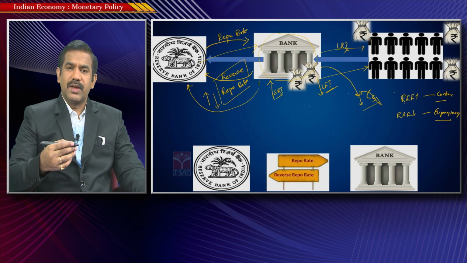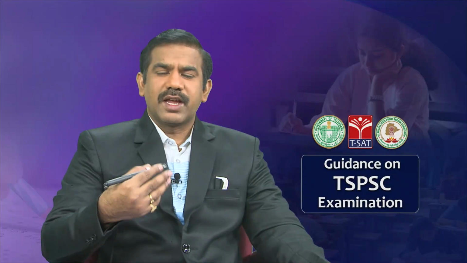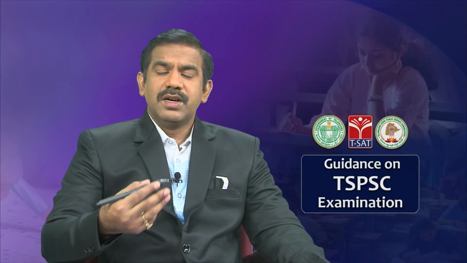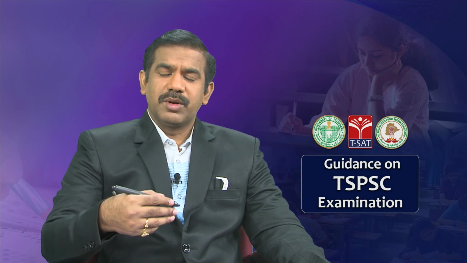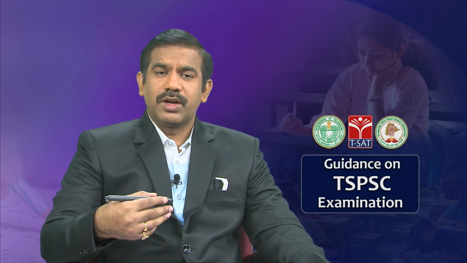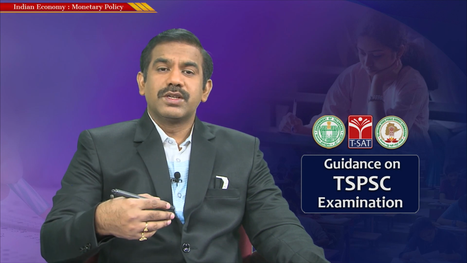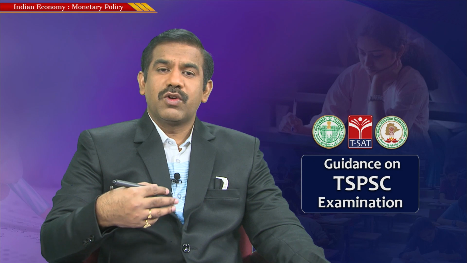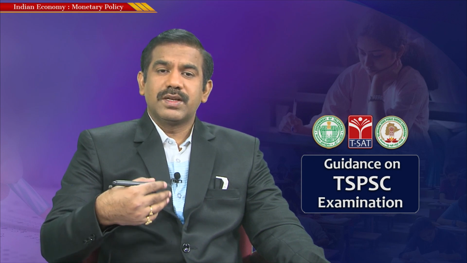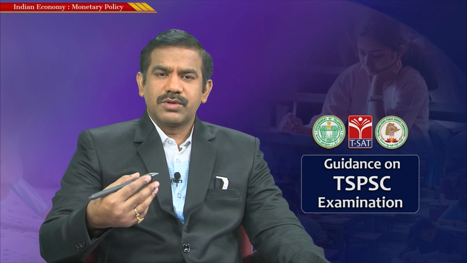An increase in any rates, whether it's a reserve ratio, I mean CRR, SLR, repo rate, bank rate, or reverse repo rate, results in a tight money policy. A decrease in any of these policy rates, whether repo rate, reverse repo rate, bank rate, CRR, or SLR, would result in easy money supply. That means the banks would have more money to lend, and as a result, they would charge less rate of interest upon the loans extended to the markets.